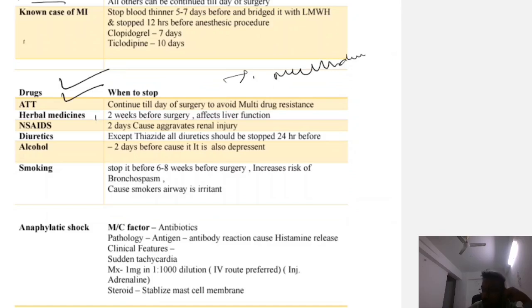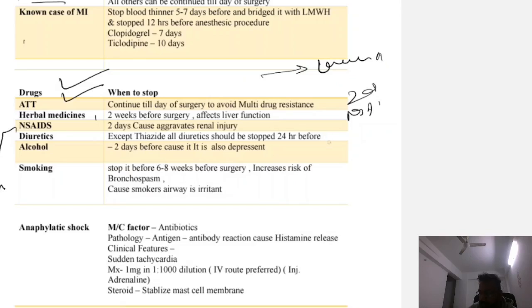Herbal medication you have to stop 2 weeks before because it affects the liver function, and anesthetic agents interfere with the liver metabolism, so the liver should be normal at the time of surgery. NSAIDs you have to stop 2 days before because NSAIDs affect the renal function. Diuretics, all thiazide diuretics should be stopped 20 hours before.